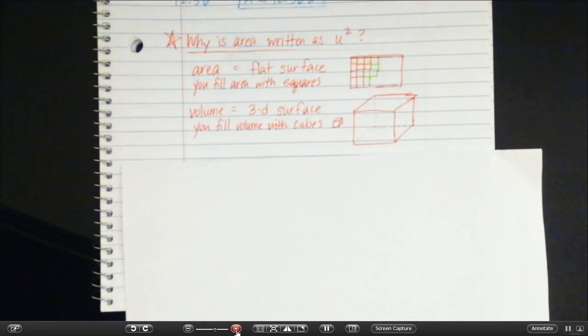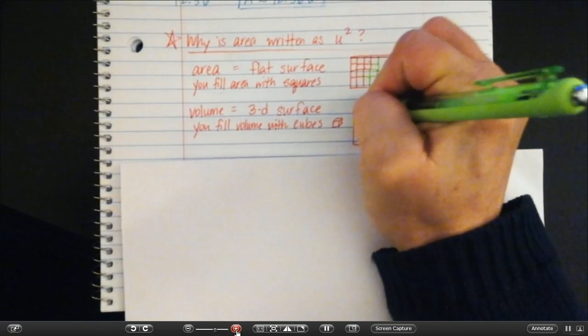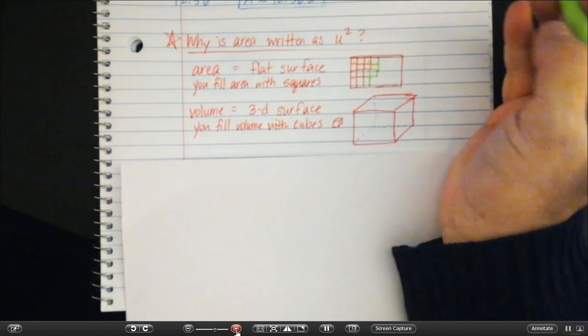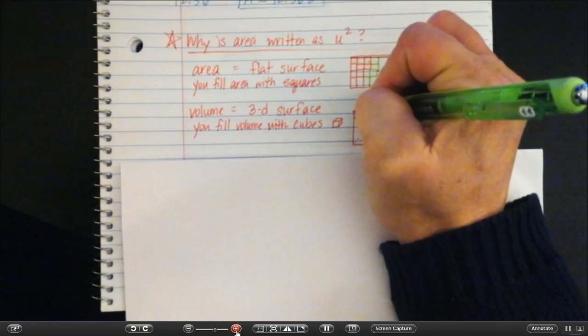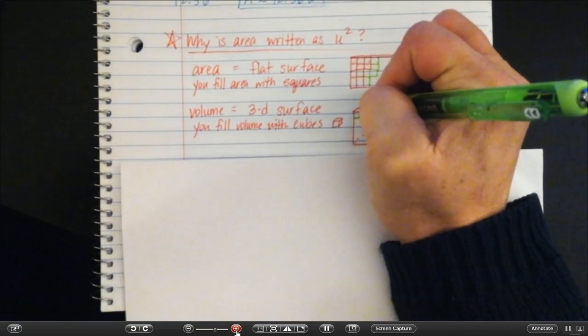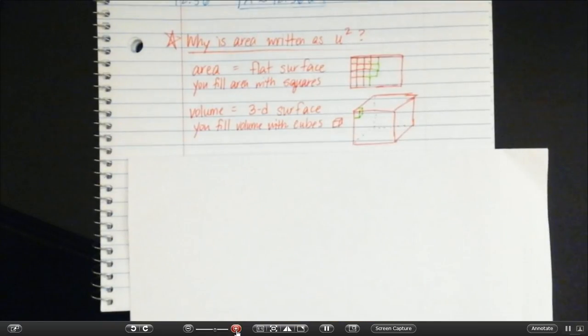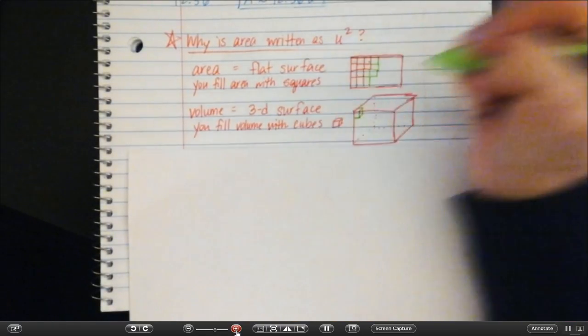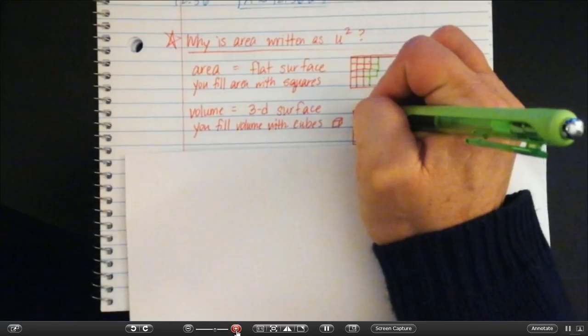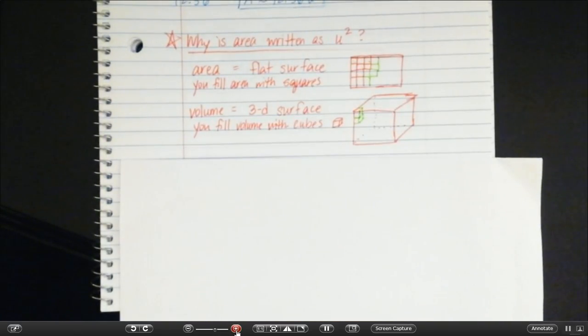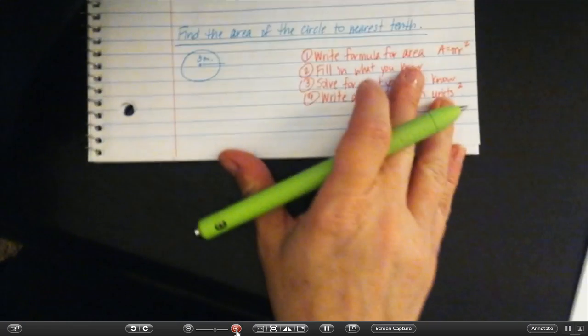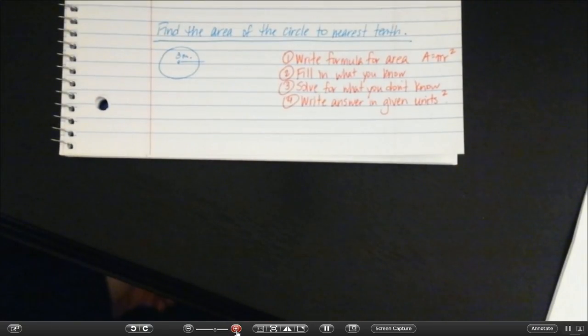Okay? Volume, on the other hand, is cubes because that's a 3D surface. So in order for me to fill a 3D surface with something, I can't fill it with 2D objects. I have to fill it with 3D objects, right? So that means I'm going to have cubes filling this thing up, right? Not squares anymore, cubes. So how many cubes do I need to fill this up? That's why we say that volume is in units cubed. Make sense? All right.